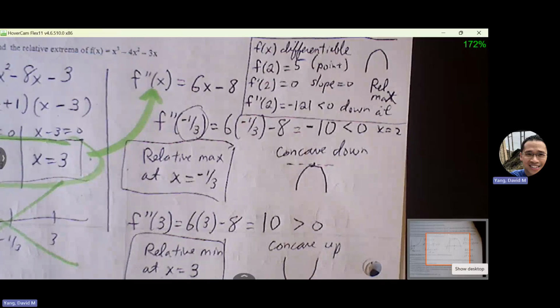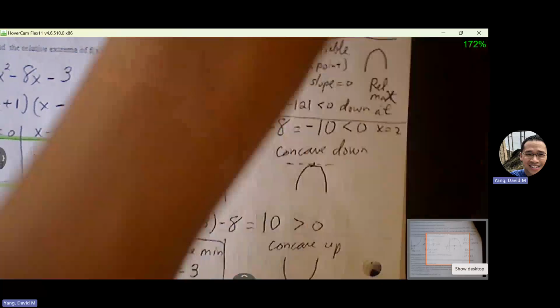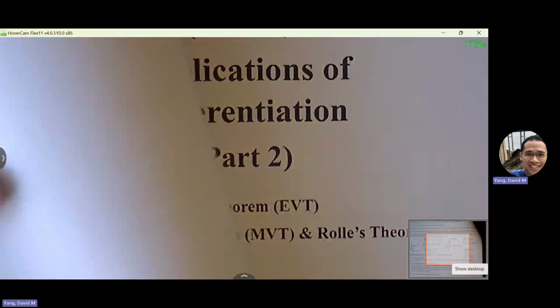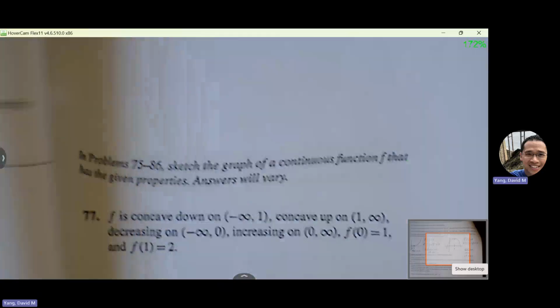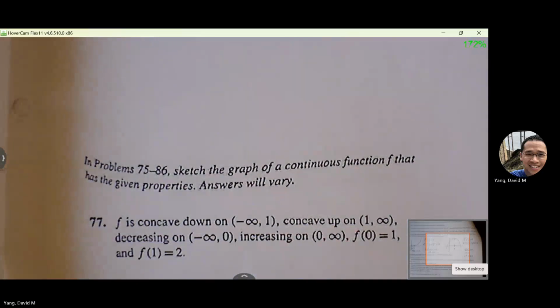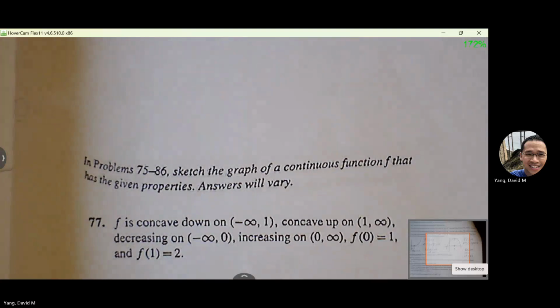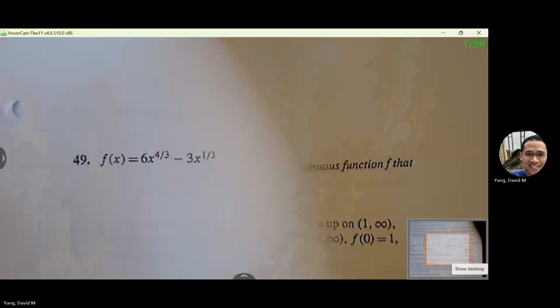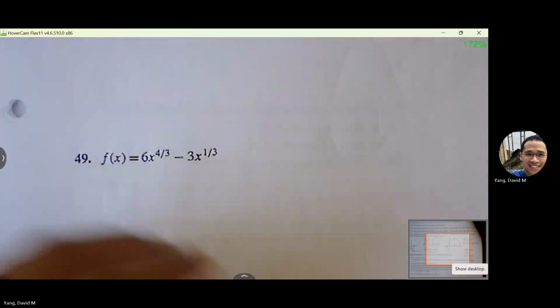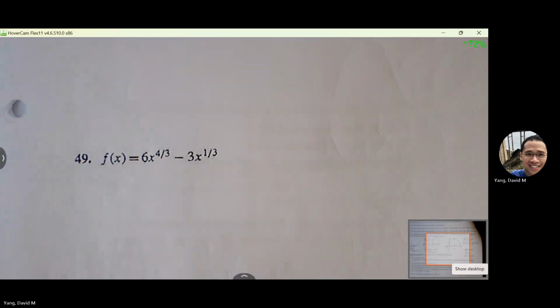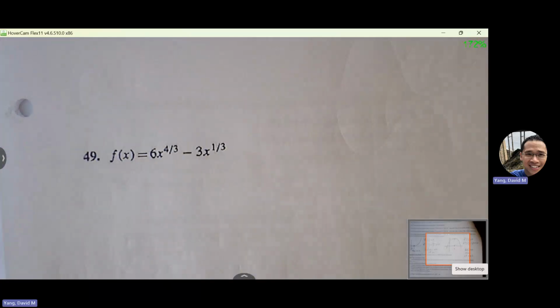Right, so we've covered all the new content. Let's see if we can do some practice across different types. Let's do 41, page 21.